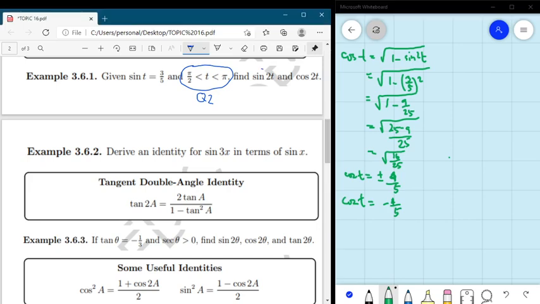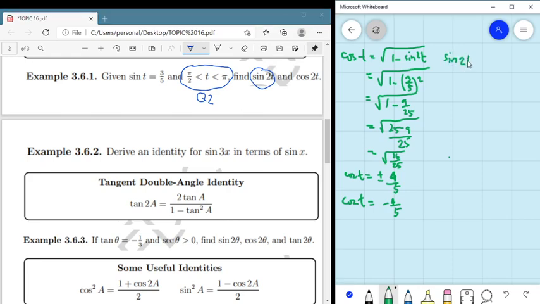After that, we have to find sine 2t. What's the formula of sine 2t? In our discussion earlier, it was presented that sine 2t is equal to 2 sine t cosine t. Replacing the values, sine t is 3/5 and cosine t is negative 4/5. Therefore, we have 2 times 3, 6, times 4, it's negative 24/25.